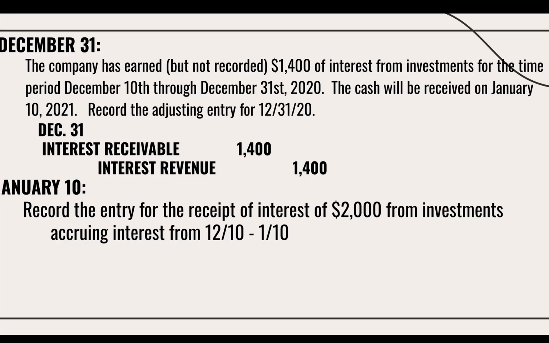So then January 10th, we did receive the money. So in 2021, we received $2,000 from the interest that we earned from December 10th to January 10th. So spanning 2 years here, spanning 2 accounting periods. So what would the journal entry be? Pause.